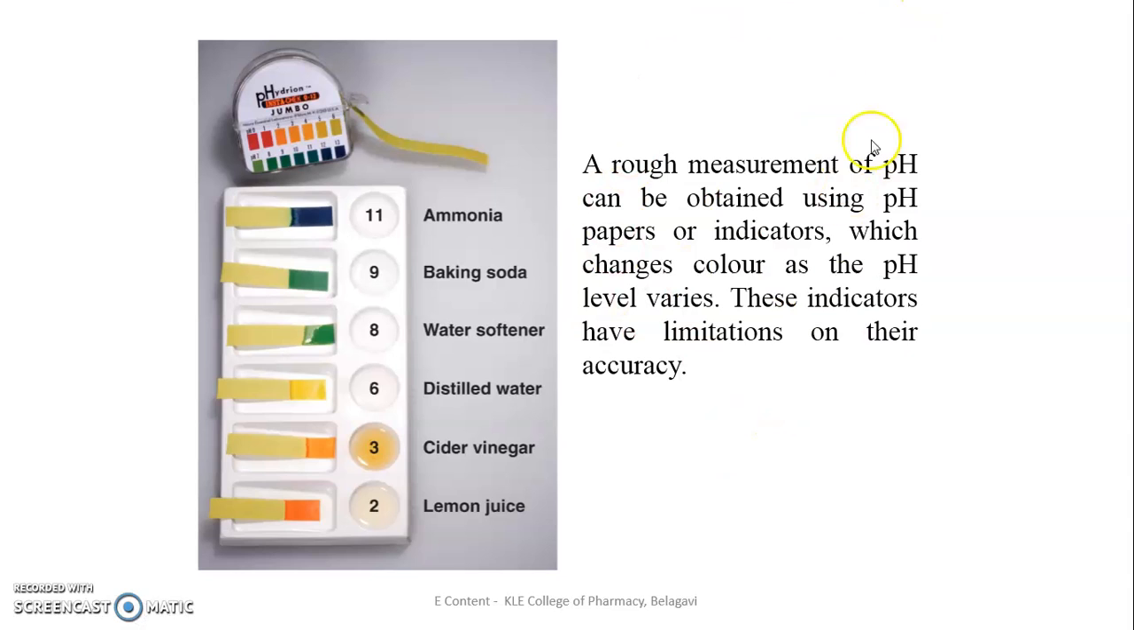For example, a rough measurement of the pH can be obtained using these pH papers or indicators, because pH changes colors with small variations. These indicators have limitations on their accuracy, because they will not give the exact pH, but you can get the broad range of the pH. So these kinds of colorimetric methods give only a broad range, and you cannot expect the exact pH.